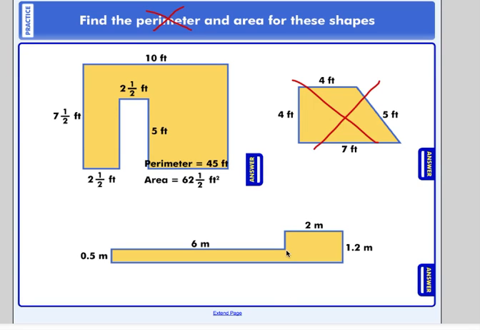If I were doing this one, I would have chunked it into rectangles by just going like that. So I know that this rectangle is 6 meters by 0.5 meters. So I'd multiply that and get 3 meters squared for this part. And then this rectangle at the end is 2 meters by 1.2 meters. So I would multiply that and get 2.4. Put them together.